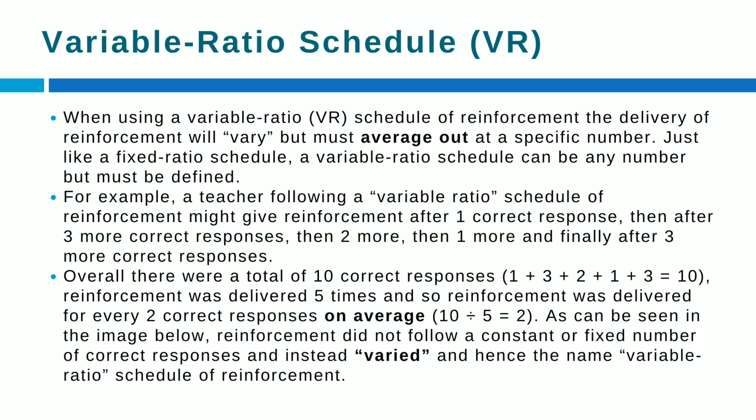Variable ratio schedule. When using a variable ratio schedule of reinforcement, the delivery of reinforcement will vary but must average out at a specific number. For example, a teacher following a variable ratio schedule of reinforcement might give reinforcement after 1 correct response, then after 3 more correct responses, then 2 more, then 1 more, and finally after 3 more correct responses. Overall, there were a total of 10 correct responses. Reinforcement was delivered 5 times, and so reinforcement was delivered for every 2 correct responses on average.